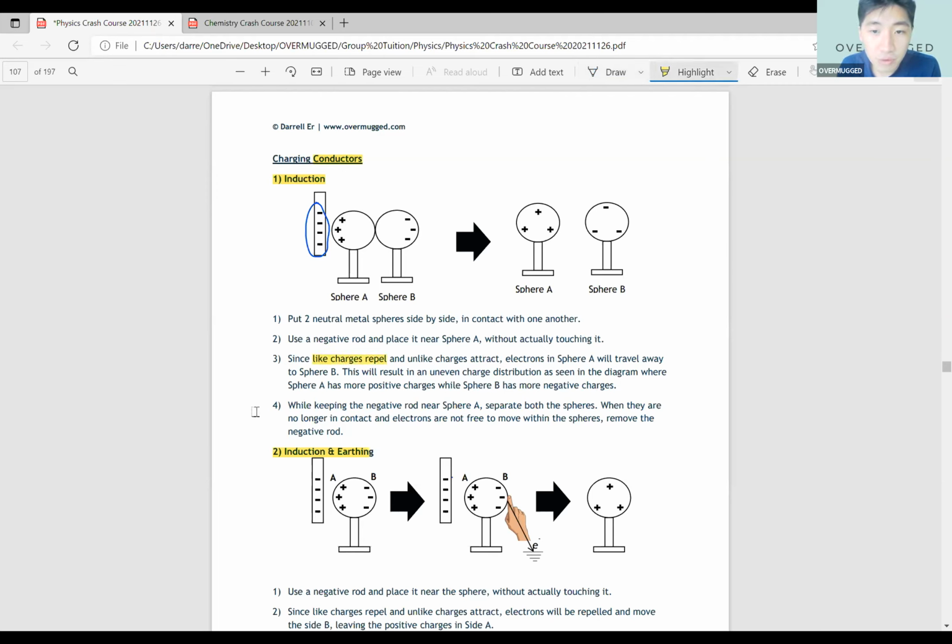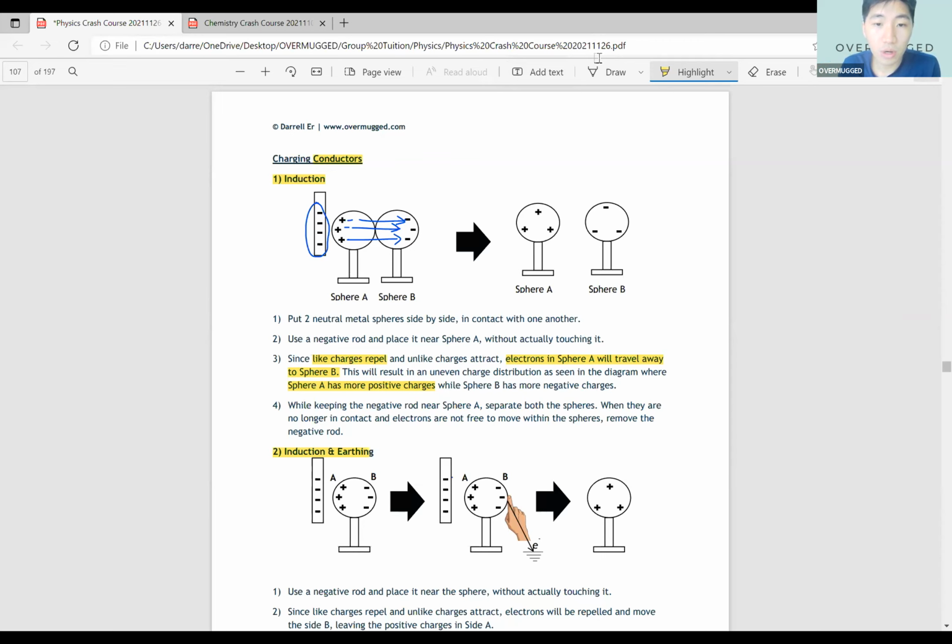Since like charges repel, electrons in sphere A would travel away to sphere B. So the electrons that were originally here ran away because like charges repel. Now, sphere A has more positive charges. That's why sphere A looks as if it's positively charged. Remember the 2 rules we started with at the start? Positive charges don't move. So when I bring in a negative rod, it's more of my negative running away. After I cause this movement of charges, I then split up my sphere A and sphere B.